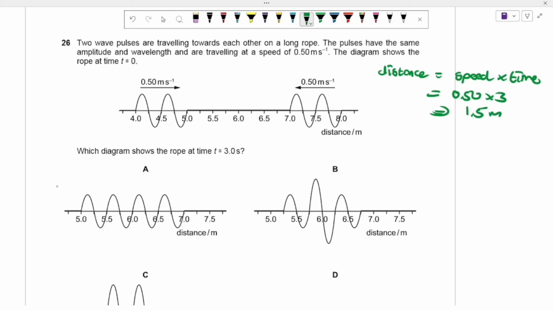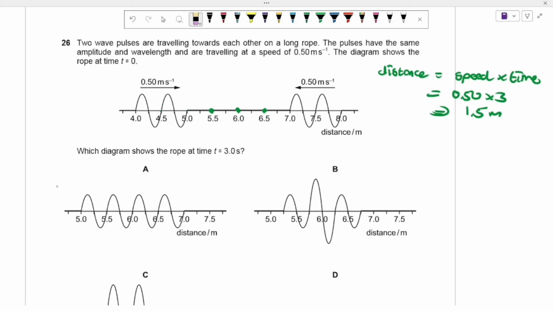So if I have a wave that is here, it's going to travel 1.5 meters. This is 1 meter, 1.5 meters, so it's going to go to this point. If I have this one at 4.5, it's going to travel up to here. If I have 4.0, it's going to travel until it reaches here. So at 4.5, it's going to go here. At 4.0, it's going to go here. Basically this is what's going to happen.